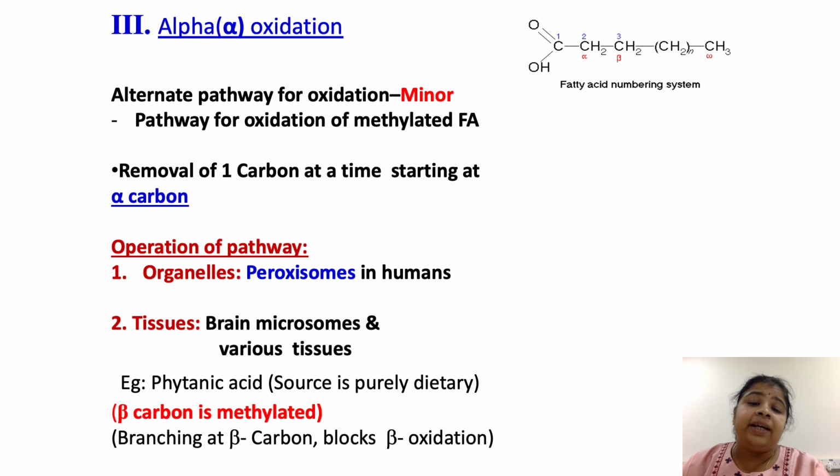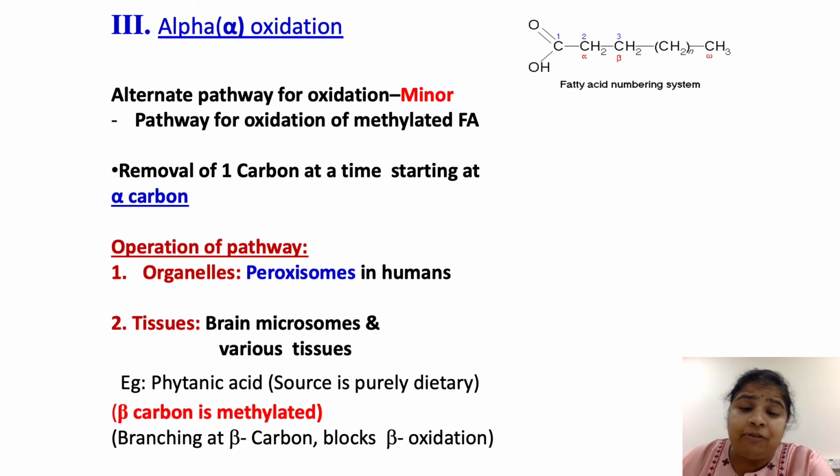Here in alpha oxidation, it is removal of one carbon as carbon dioxide, as against in beta oxidation, removal of two carbons as acetyl-CoA. So here it is removal of one carbon at a time as carbon dioxide. This happens within the peroxisomes, mainly for plant-based lipids. One example is phytanic acid.